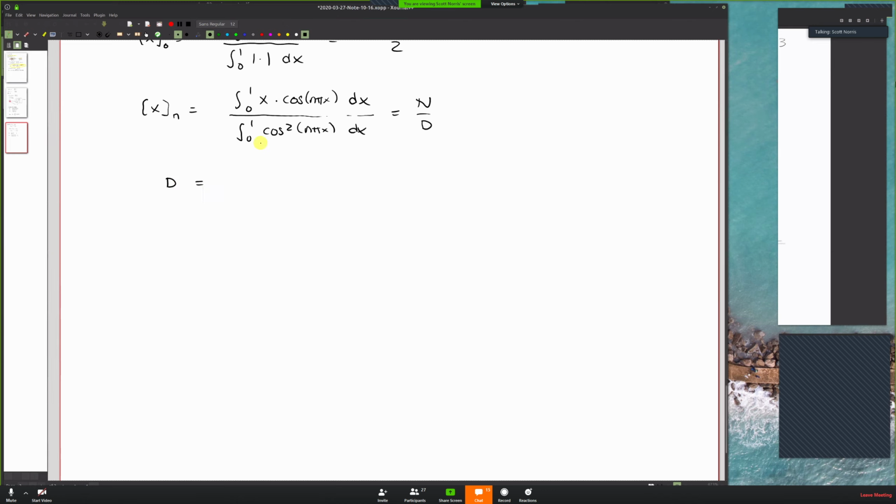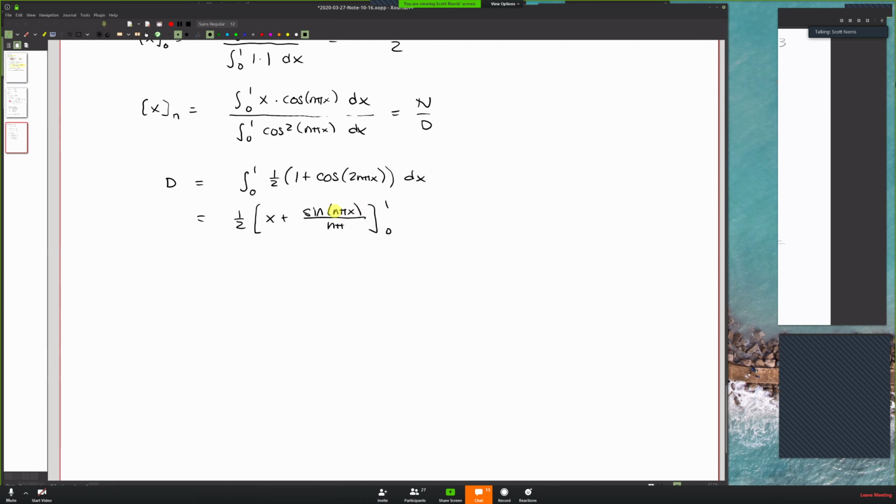How do I do the integral of cosine squared? Oh, 1/2 times 1 minus or plus? I don't remember off the top of my head. Plus, right? Plus. So cosine squared becomes 1/2 times 1 plus cosine 2 n pi x. If it had been sine squared, it would be 1/2 times 1 minus cosine 2 n pi x, dx.